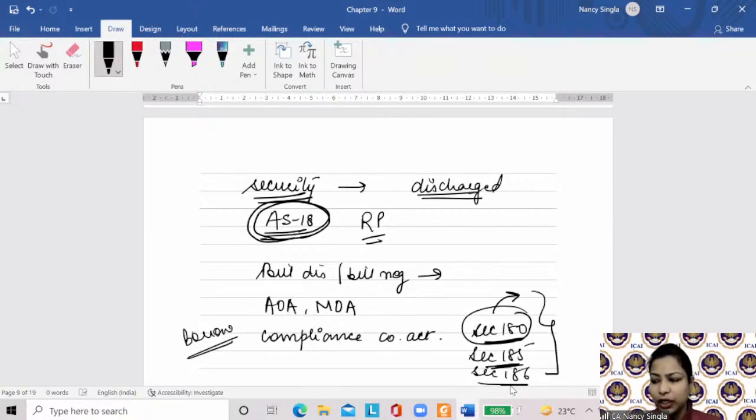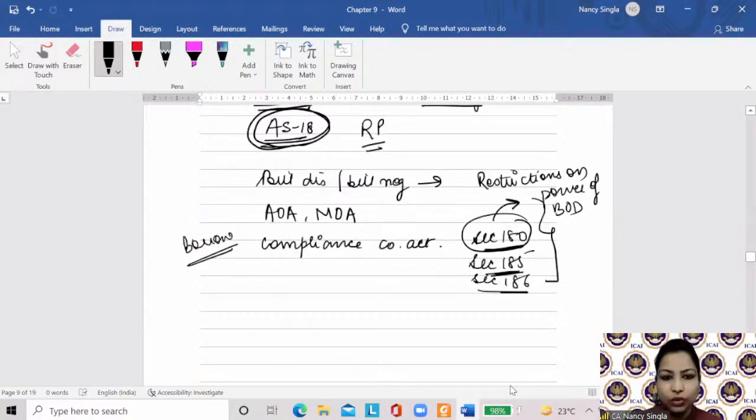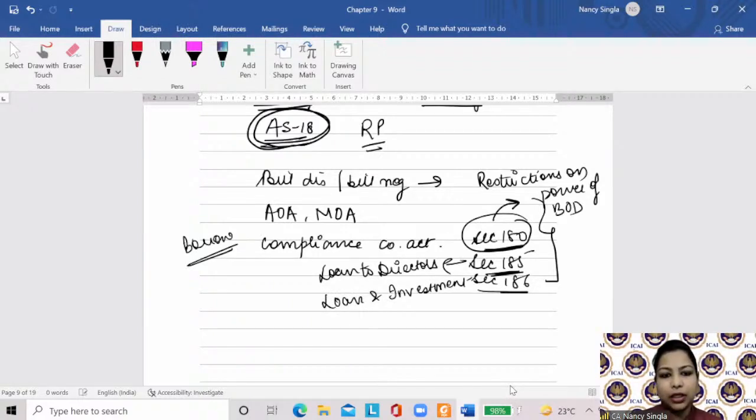So if you have not done them, please listen to it again. 180 is what? Restrictions on powers of the board of directors. 185 is with respect to loans to directors. And 186 is with respect to loans and investments by the company. So the auditor needs to consider all this in detail when he is verifying the borrowings.